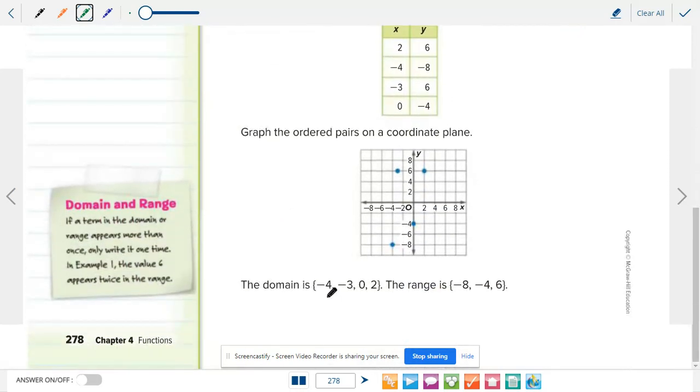All right, so you see down here, they listed those domain values. They're just the numbers that were all the X coordinates. And then here's your range, and you can notice that those are all your Y coordinates. Notice that they put them in order from least to greatest.